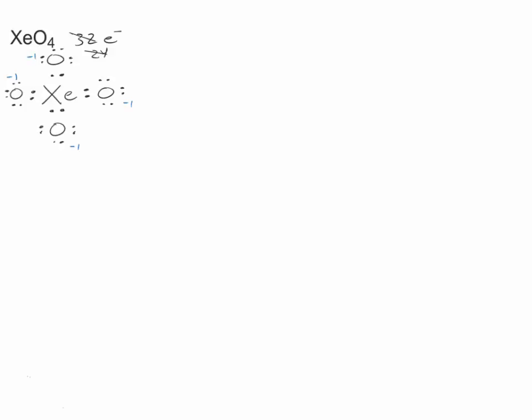Xenon, according to the periodic table, wants to see 8 valence electrons. How many does it currently have? Well, it gets to see half the bonding electrons. So 1 from here, 1 from there, 1 from there, 1 from there, 1 plus 1 plus 1 plus 1 is 4. So it wants 8, it only sees 4, therefore it has a formal charge of plus 4.